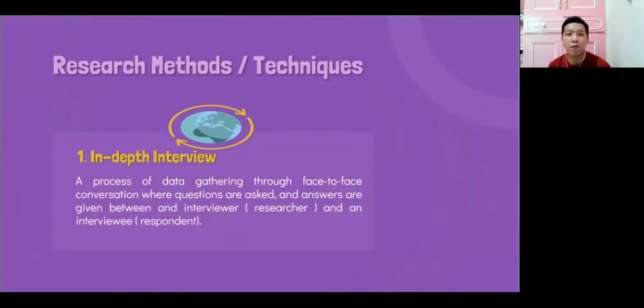So first, we have the in-depth interview or IDI. When we say in-depth interview, it is a process of data gathering through face-to-face conversation where questions are asked and answers are given between the interviewer, which is you as the researcher, and an interviewee, which is the respondent. It is in-depth because the interviewer digs deeper using probing questions and follow-up questions.